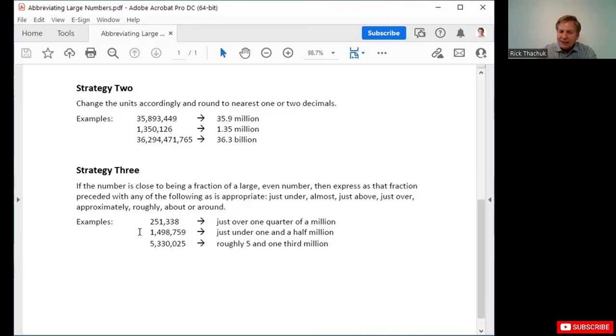1,498,759. Well, that's not close to 1 million. It's not close to 2 million. But I noticed that this 498,750, well, that's pretty close to 500,000, which is 1/2 a million. So then I might refer to this number as being almost 1.5 million, or just under 1.5 million. Remember that 1.5 million is 1,500,000. So this is just underneath that.